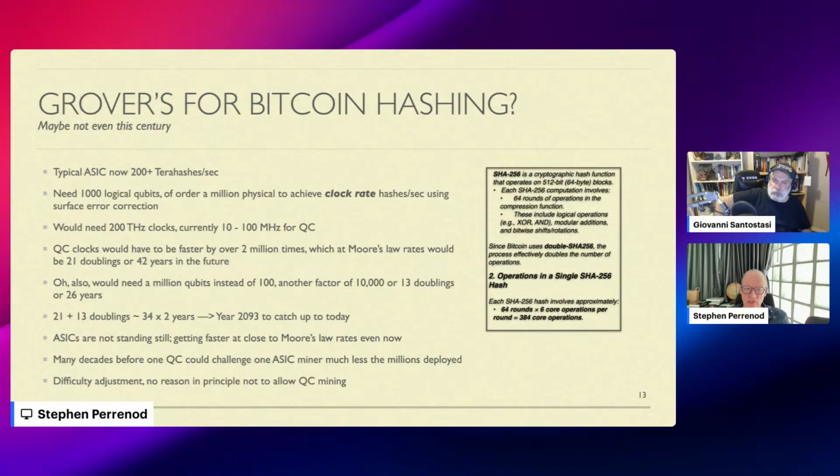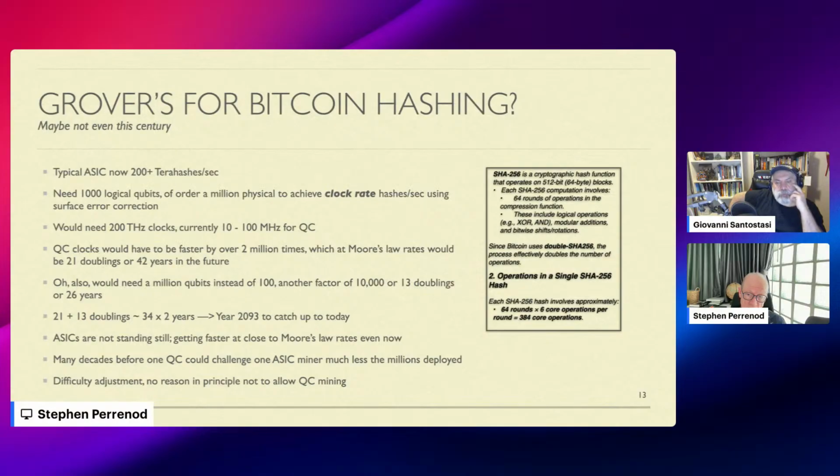You'd need 1 million qubits instead of 100. That's another factor of 10,000. And if you were to grow at Moore's law rates, you would need 21 doublings on the clock, 13 doublings to get enough qubits, and that's 34 doublings. So if it takes 2 years per doubling, that's another 68 years. It puts you out into year 2093, and all you do is catch up to today's rates. ASICs are not standing still. If you could do your doubling every year, it would be that much sooner, but you'd still be close to year 2060, and the ASICs get faster and faster.